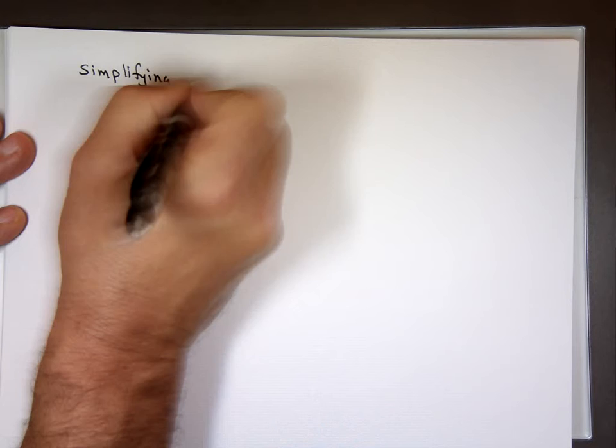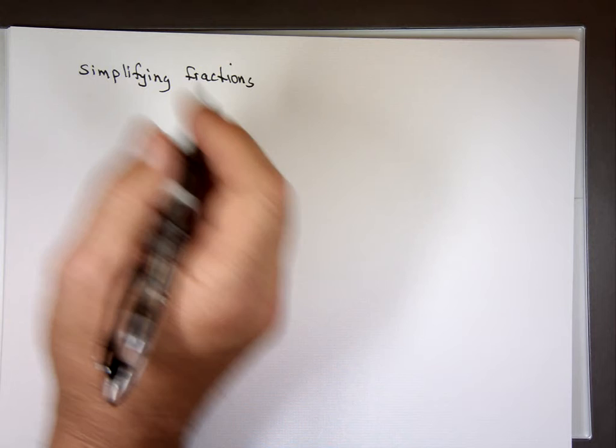Earlier when I did some math, I said, don't worry about it, leave it the way it is. There's a couple of problems, I said, just leave them. Don't worry about simplifying. Where was it? 8 over 12, 4 over 12. I said, don't worry about simplifying yet. So let's go back and revisit these.